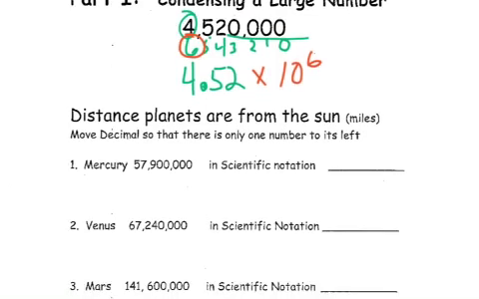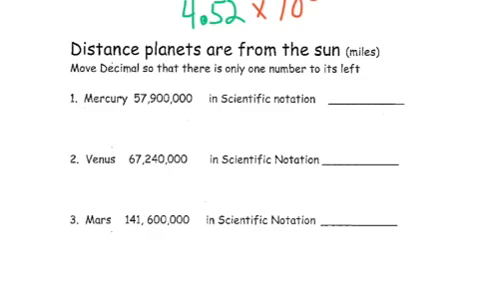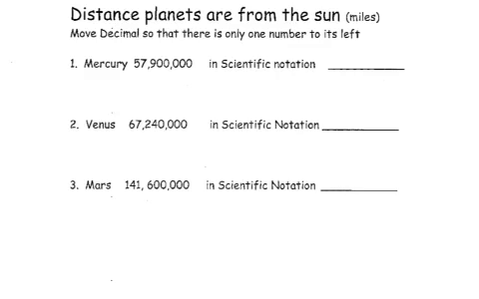Okay, so let's take a look at a couple more examples. Here you can see these are in miles, the distance certain planets are from the sun. So here we have Mercury, that's 57,900,000 miles from the sun. I want to write this number in scientific notation. So first thing I want to do is start counting below. So 0, 1, 2, 3, 4, 5, 6, 7.